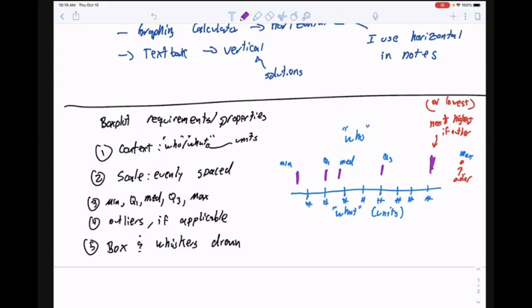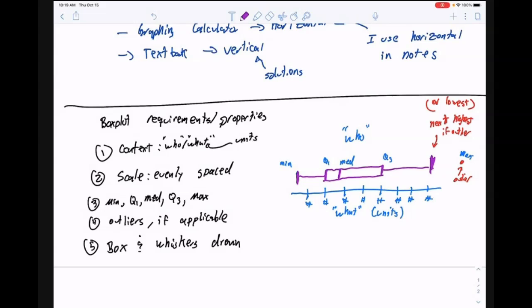And then I make my whiskers. The whiskers are from the min to the quartiles. Those are the whiskers right through the middle. And the box is using the top and bottoms that show Q1 and Q3. So that's the process of making a box plot once you have identified outliers, of course.